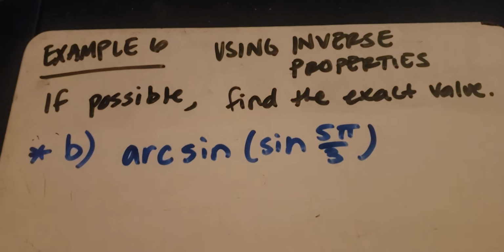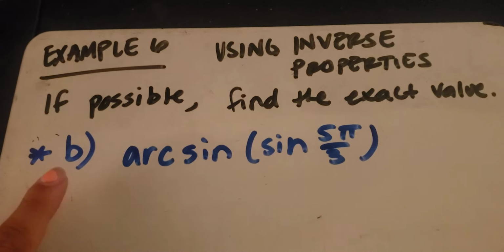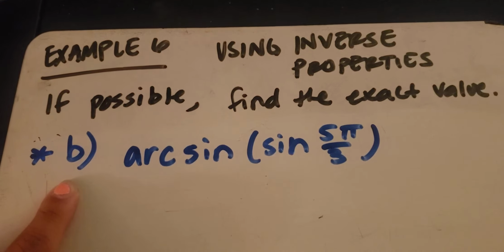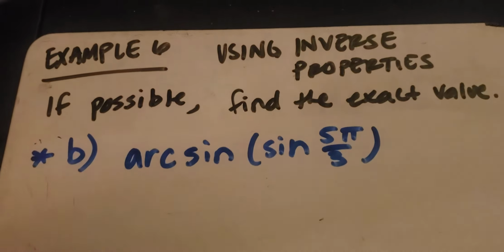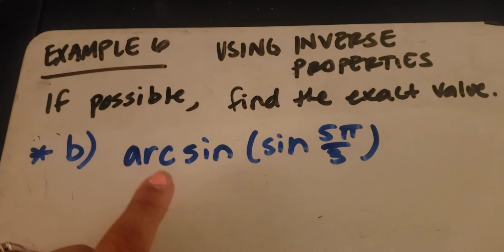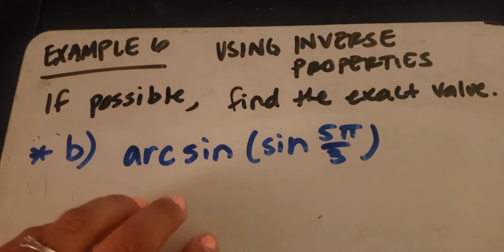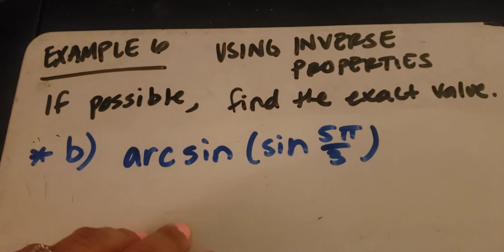Okay, so for example 6, I'm going to do B, and this is right underneath example 6, which you guys can take a look at in the book, and you guys can try A and C on your own, or you can look at those as an example. I figured I would do B, even though they do it for you. I thought it would be a really good one to go over with you, okay?